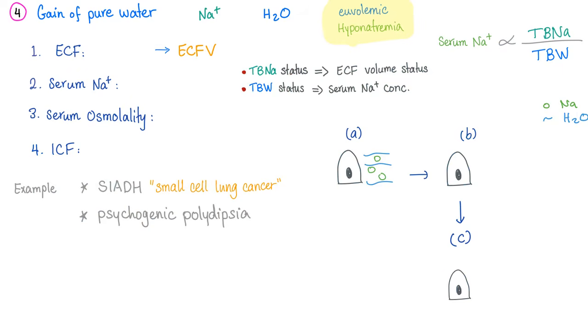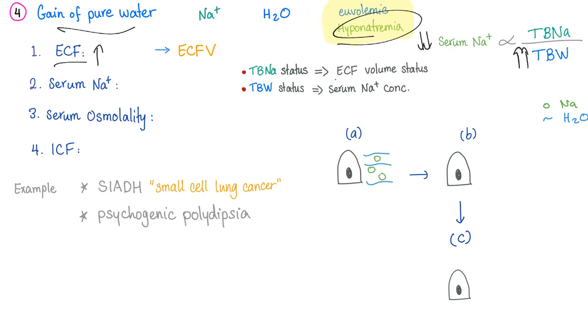Next, when you gain pure water, let's use the silver equation. Gain pure water. What's going to happen to the serum sodium? It's going to decrease, so you have hyponatremia. What's going to happen to the ECF when you gain something? It expands, but it's a mild expansion.